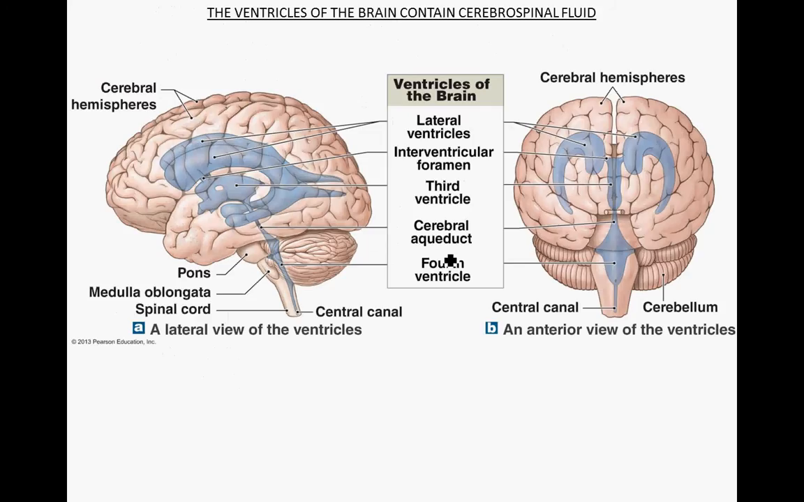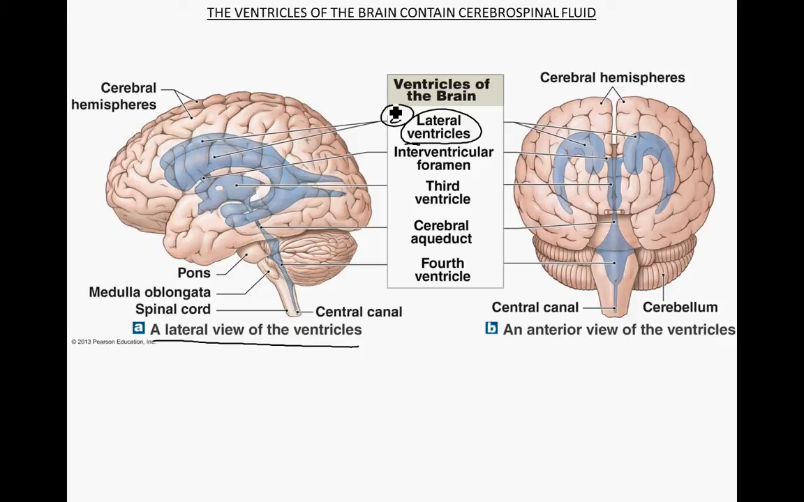Within the brain, there are these ventricles, little hollowed out cavities, if you will, that contain the cerebrospinal fluid. If we look at a lateral view, within the two cerebral hemispheres, you have these little pockets of space that are going to be filled with cerebrospinal fluid. The two within the hemispheres are the lateral ventricles. There's a right lateral ventricle and a left lateral ventricle. So these are two of the four.